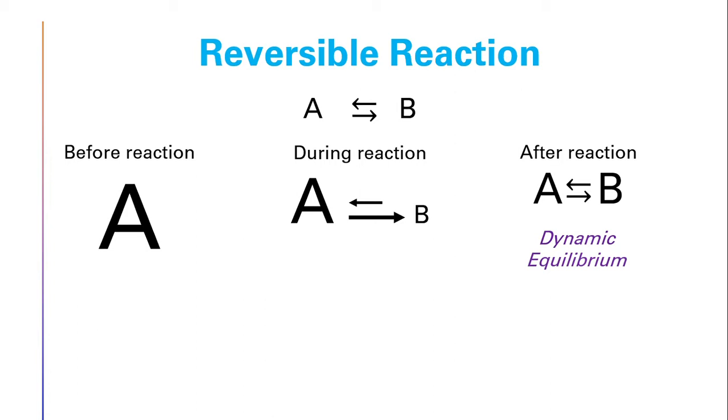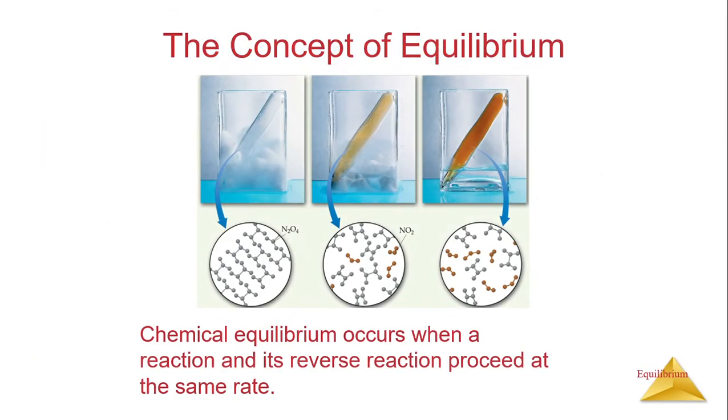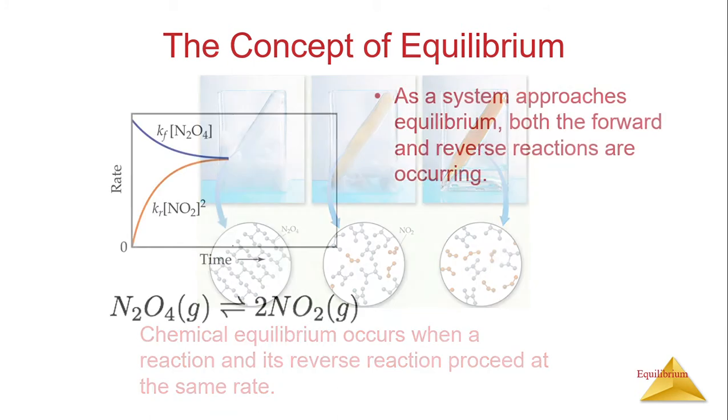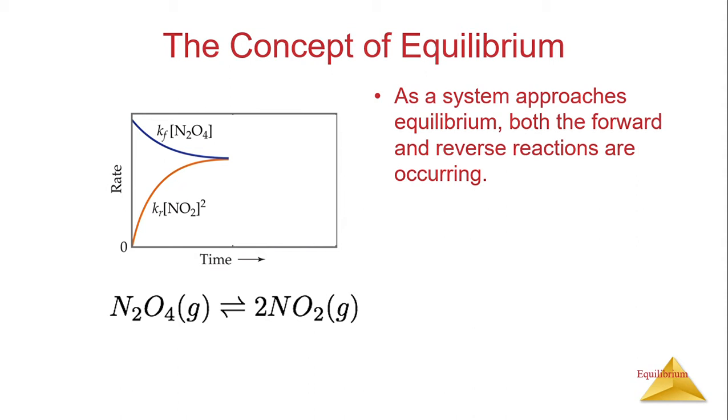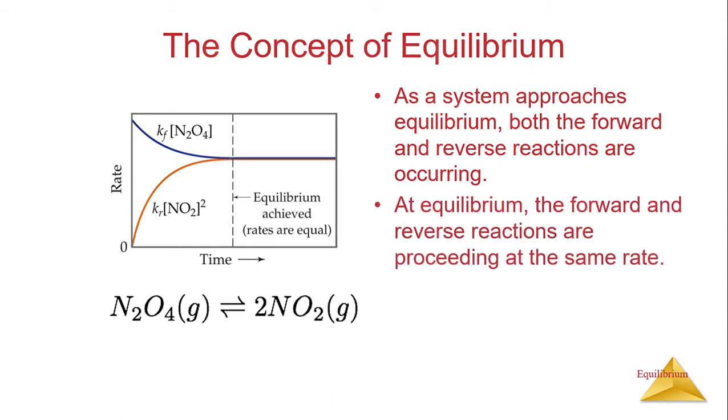Kaya parang feeling mo hindi na nangyayari yung chemical reaction pero tuloy-tuloy pa rin yun. Okay? Yun lang kasi yung rate ng forward at saka rate ng backward ay magkapareho na. Kaya hindi na natin masyadong napapansin. Okay? Na nagkakaroon pa rin pala ng chemical reaction. So, chemical equilibrium occurs when a reaction and its reverse reaction proceed at the same rate. So, yun yung chemical equilibrium. So, as a system approaches equilibrium, both the forward and the reverse reactions are occurring. Sabay pa rin silang mangyayari, yung forward reaction at saka yung backward reaction. At equilibrium, the forward and the reverse reactions are proceeding at the same rate.